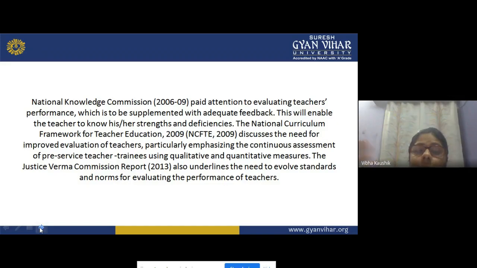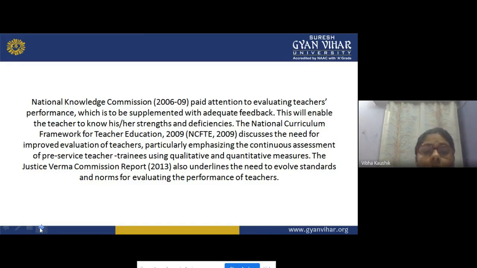Now, with adequate feedback, feedback can be taken from the students, the feedback can be taken from the parents, how the teacher is teaching. This will enable the teacher to know his strength. Now, how will the feedback help the teacher? The teacher will come to know that these are my strengths and these are my deficiencies, and I have to work on my deficiency so that I can improve my teaching learning process.